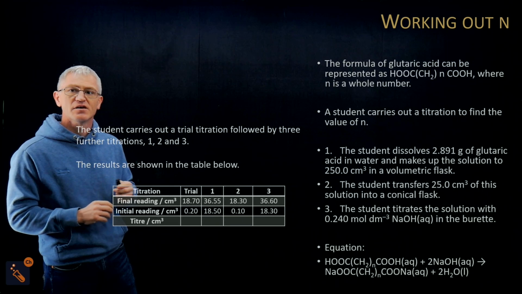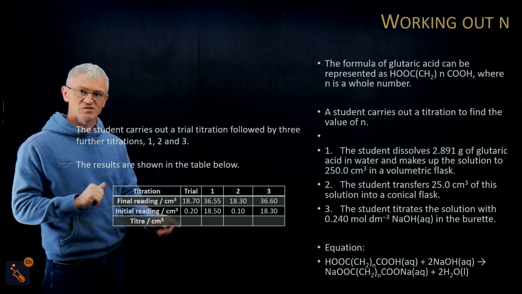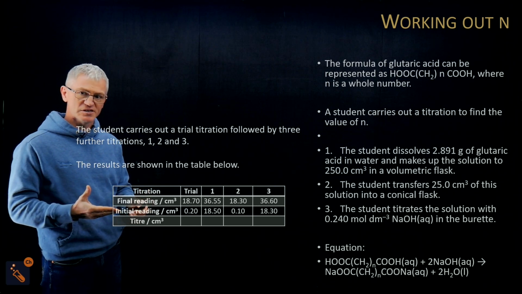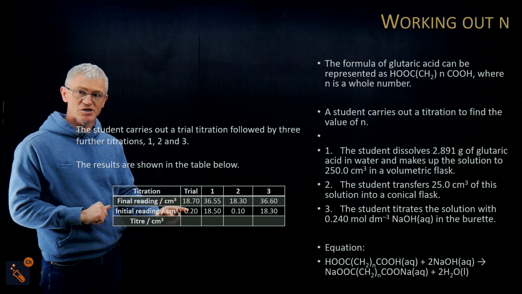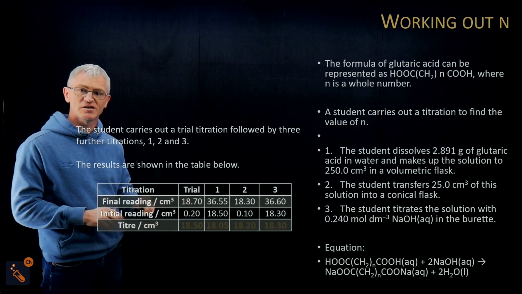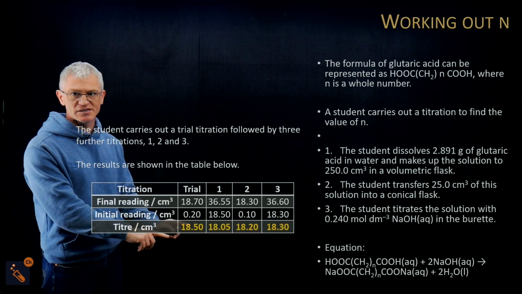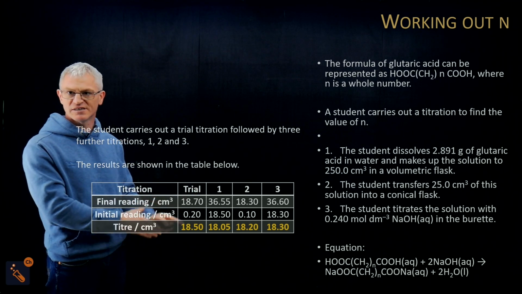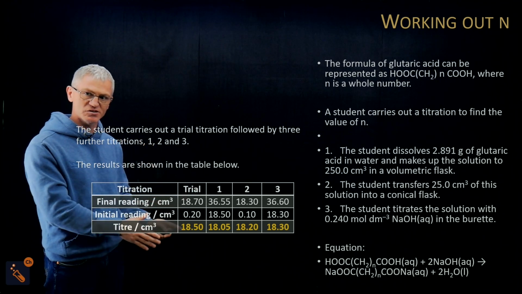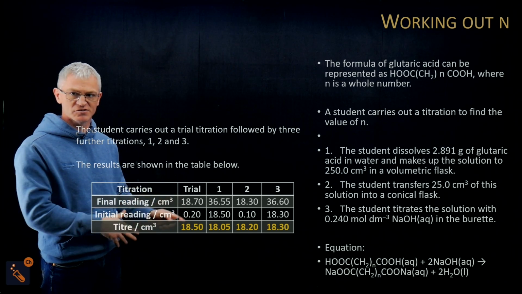So let's have a look at the data. We've got some data here and we've got a trial. So the first thing we need to do is calculate the titres by putting the numbers in and then subtracting the smaller numbers from the larger numbers. And if we do that, we have these numbers here. Next, we've got the trial data, 1, 2, 3, the trial. Now we do not use the trial data in any calculations whatsoever, because the trial is just there to estimate the titre, so roughly where it's going to be.